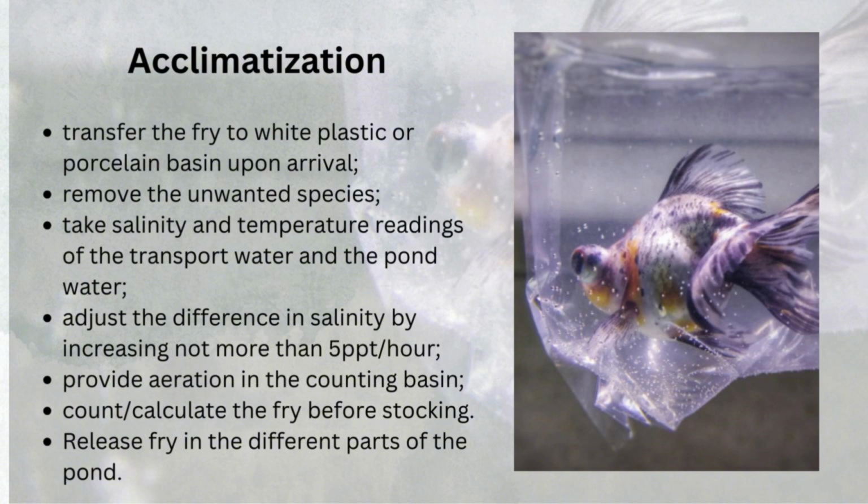Next, take salinity and temperature readings of the transport water and the pond water, followed by adjusting the difference in salinity by increasing not more than 5 ppt per hour or 5 parts per thousand per hour. Aeration must also be provided in the counting basin. Then, count or calculate the fry before stocking. And finally, release the fry in the different parts of the pond to prevent congestion.